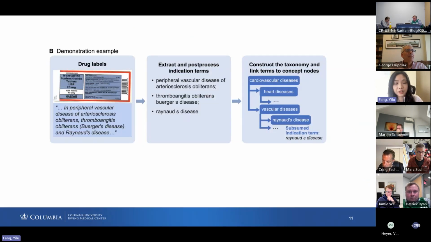And here is a demonstration example. From these drug labels, we extracted the following three indication terms, which were peripheral vascular disease of arteriosclerosis obliterans, thromboangiitis obliterans, Buerger's disease, and Raynaud's disease. On the right is the taxonomy we created eventually, and the indication term Raynaud's disease was linked to the concept Raynaud's disease, which is a child concept of vascular diseases. And vascular diseases is a child concept of cardiovascular diseases.